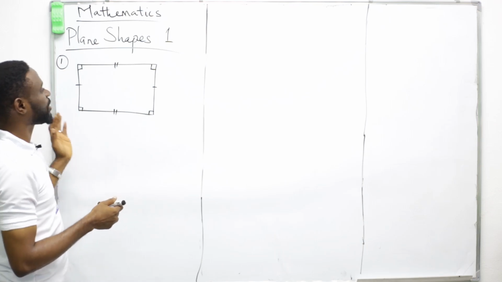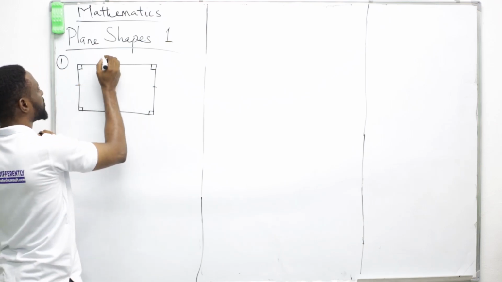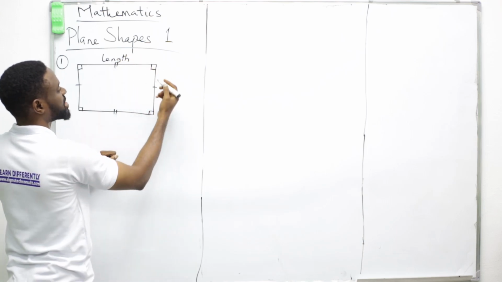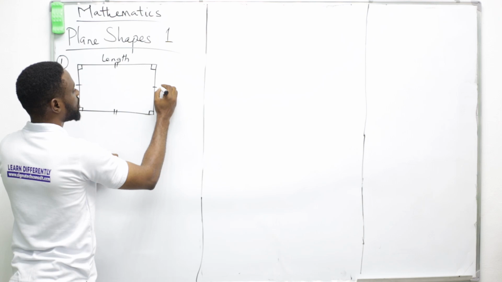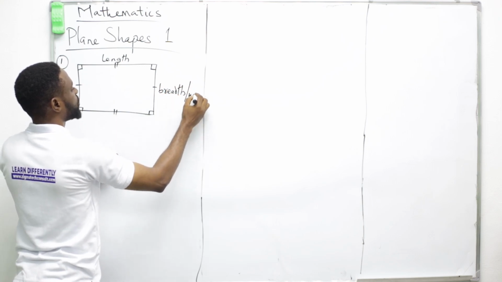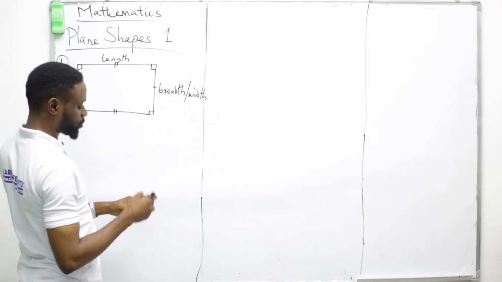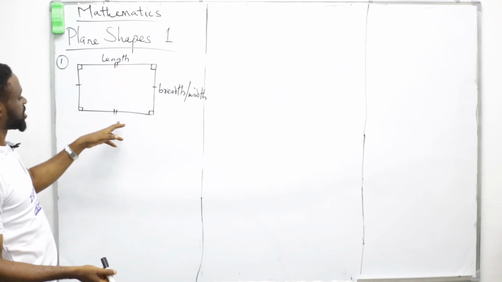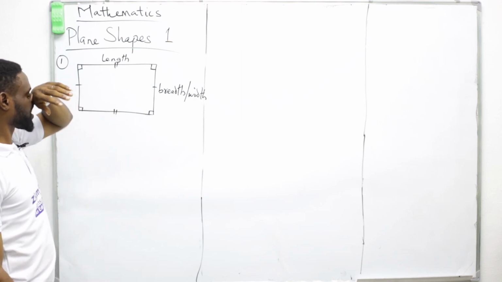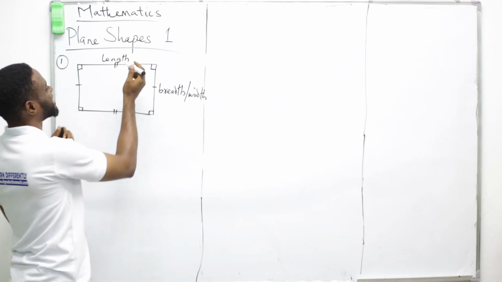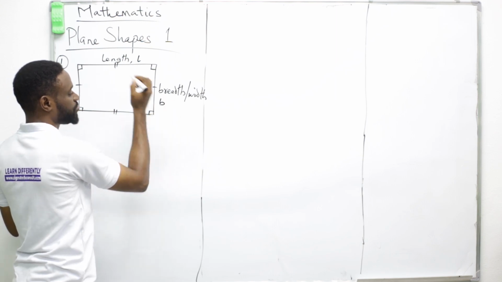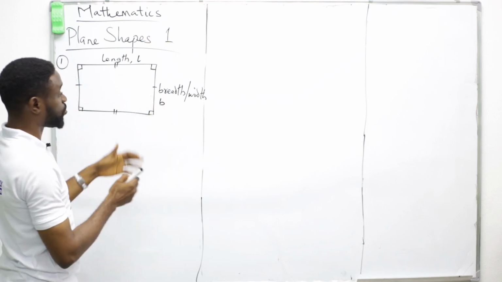The longest side is called the length, okay? While the shorter side is called the breadth. Some people call it width. So whichever one you want to call. So this is also length and this is also breadth or width. Do you understand that now? Sometimes it is represented as just L. And the breadth is represented as just what? B. Do you understand the point? So you must understand all that.